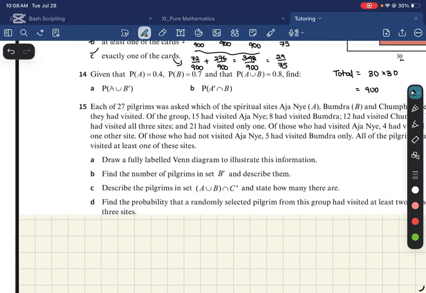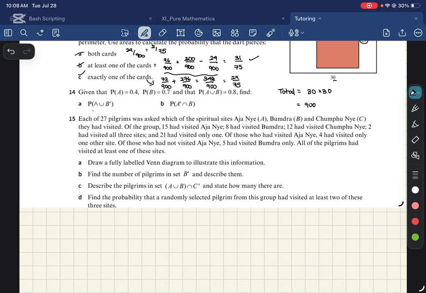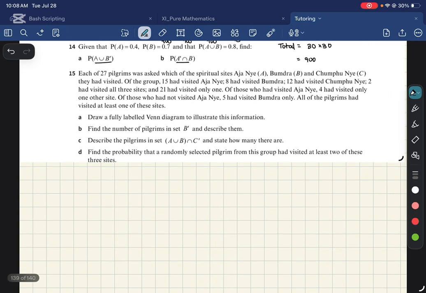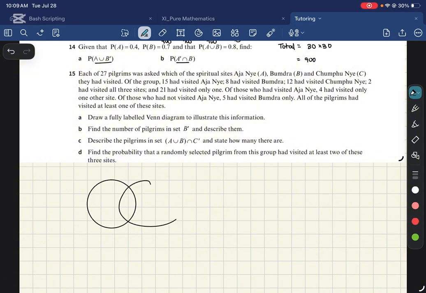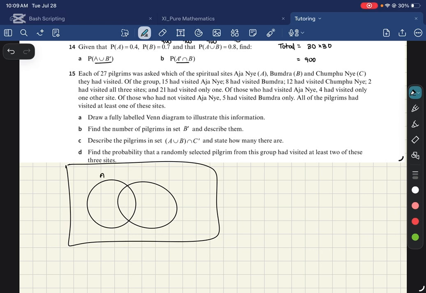And let's do question 14. So again, for these types of questions where you're not sure of the set, it's always helpful to draw it out. So I'm going to draw my Venn diagram. All right, something like this. A, B, and the whole world is S.